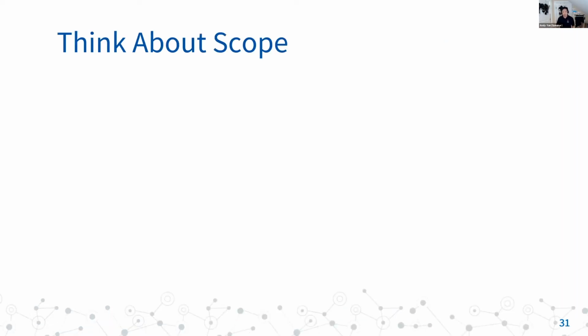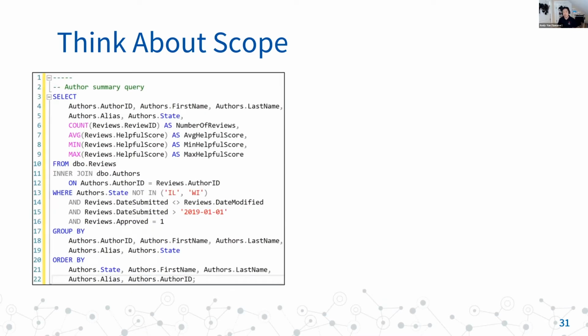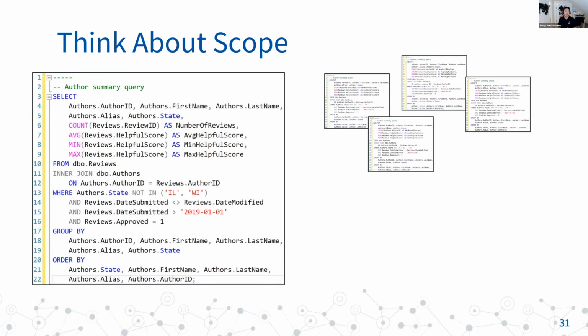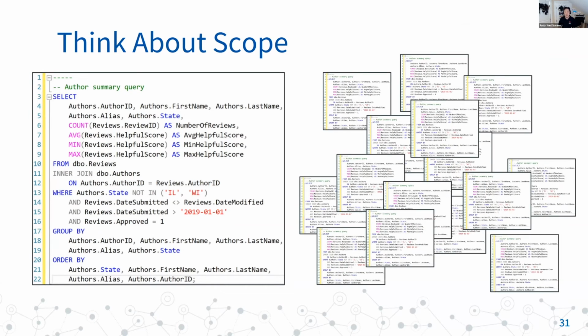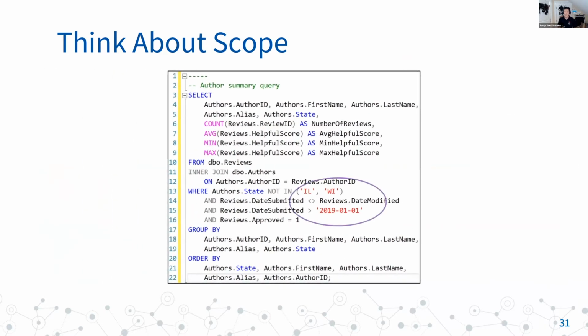Because of these different drawbacks, especially the fact that these things are built around execution plans and not specific queries, we have to be mindful. I may happen to have this author summary query here, but it could be executed many, many different times with completely different sets of parameters, such as different states, different dates submitted values, and so on. In fact, we're going to be using this piece of code and exploring this during the course of our demos.